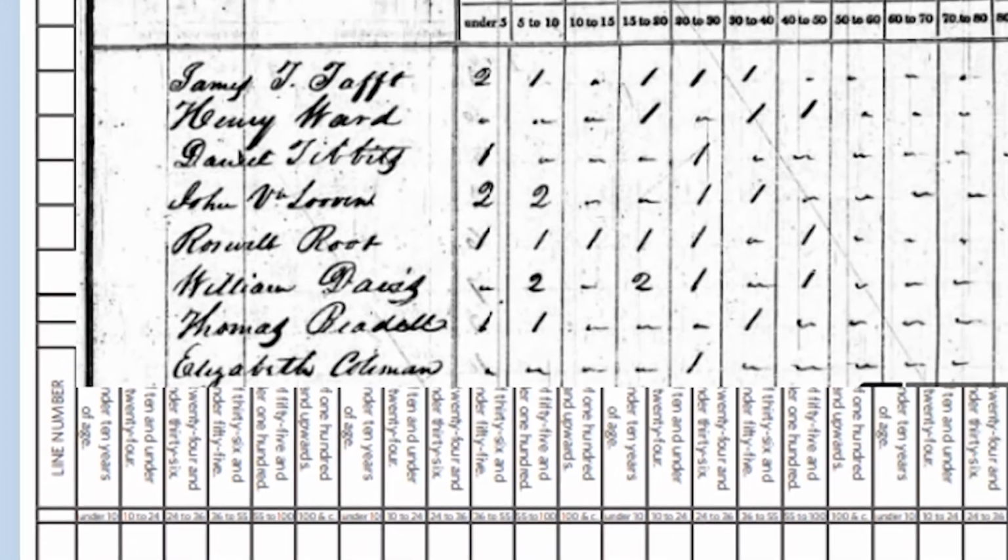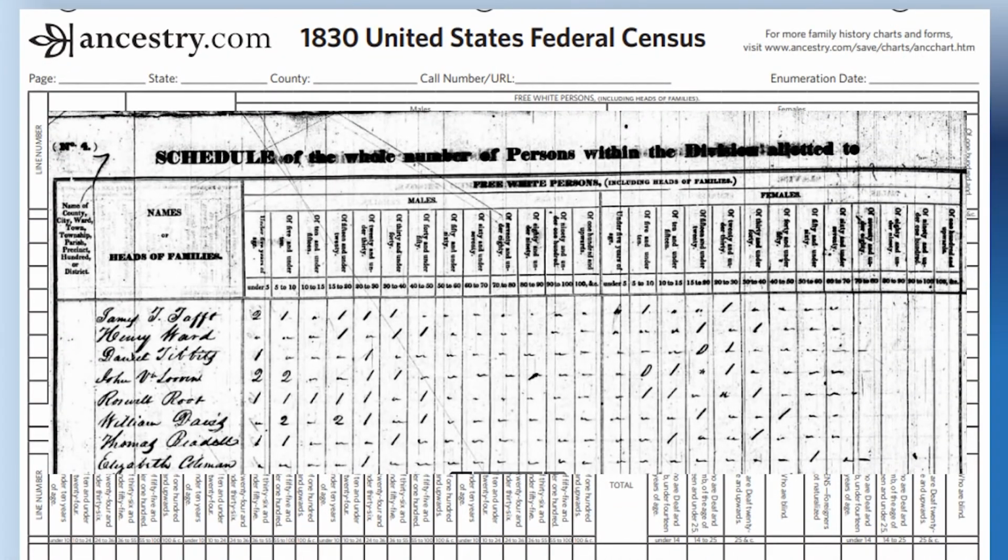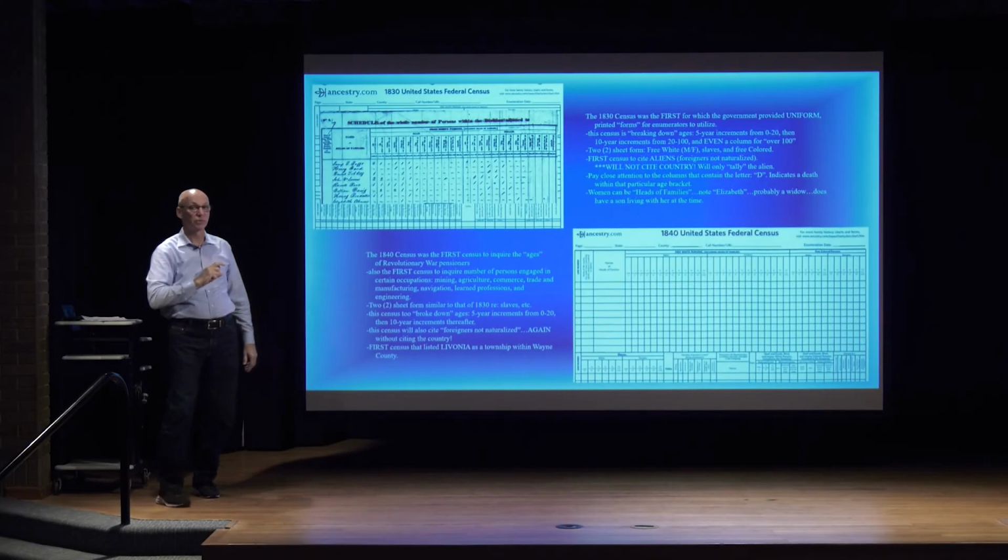Also, women can be heads of families, not just men. We take a look at Elizabeth Coleman, and Elizabeth is cited in this. Along here, we see that probably a son between the ages of 24 and 30 is living with her, though she is still considered head of household.